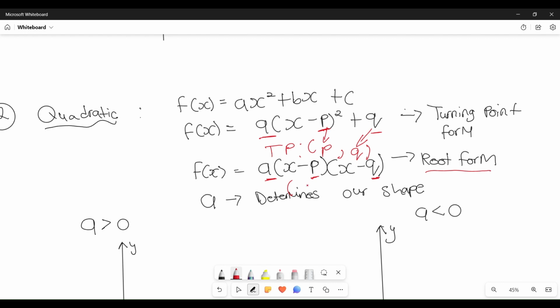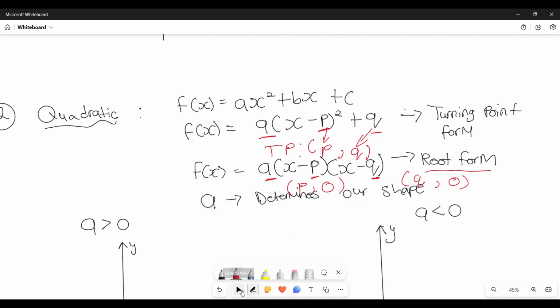roots. Remember that for our roots, the y coordinate is equal to 0. So now we have two roots here, and both roots have y coordinates equal to 0. Then p will be the x coordinate of one of those roots, and q will be the x coordinate of the other root. That's why we say this equation is in root form. So now we can determine the roots of our function.